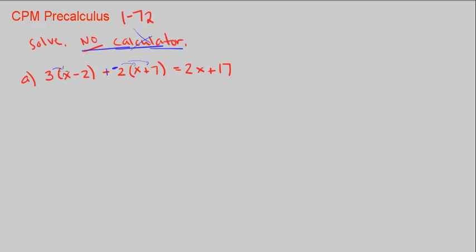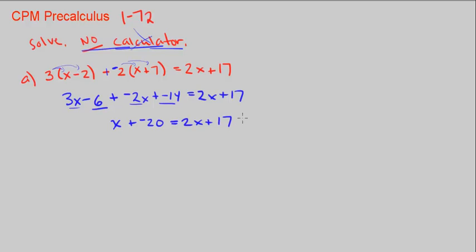So let's distribute the 3 first. We get 3x minus 6 plus, we change it to a plus. So we're distributing the negative 2x, negative plus negative 14 equals 2x plus 17. So now let's just combine like terms. 3x and negative 2x make 1x, we don't need to write the 1. Negative 6 and negative 14 make negative 20, so we have x plus negative 20 equals 2x plus 17.